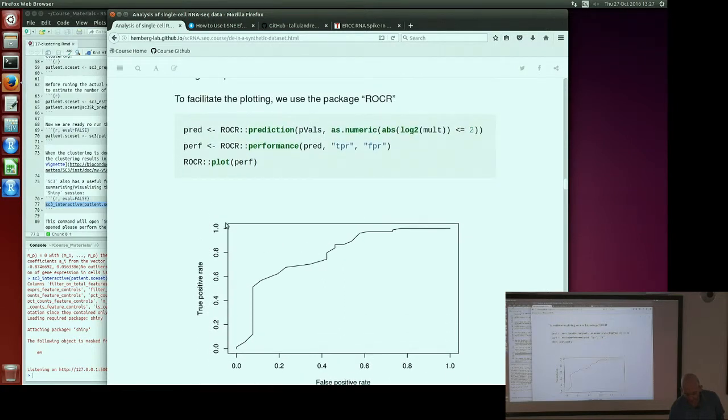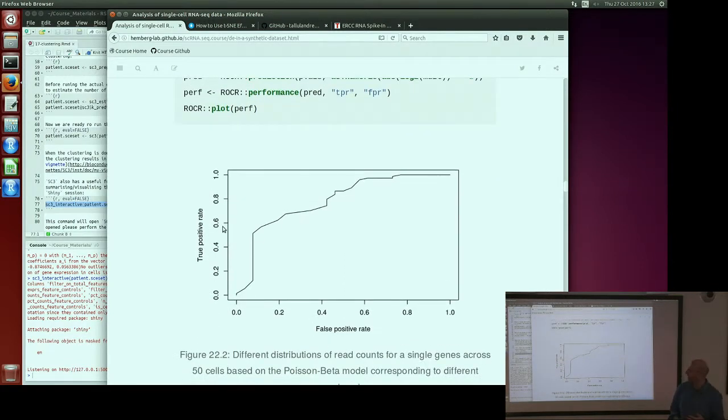The way that this type of plot works is that you can think of this line here as sweeping using different p-value cutoffs. And for each p-value cutoff, I can calculate the false positive rate and the true positive rate, and then I can plot them against one another. So now this tells me what are the characteristics that this test has for this particular data set.